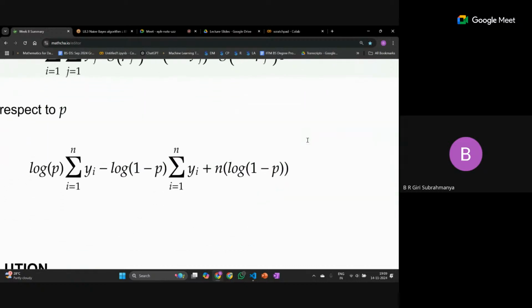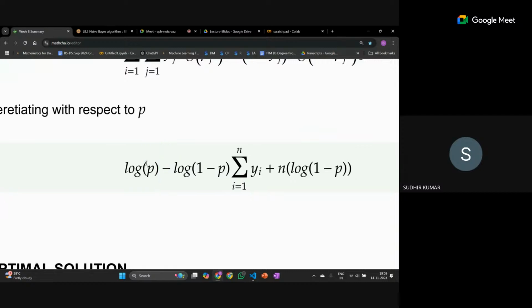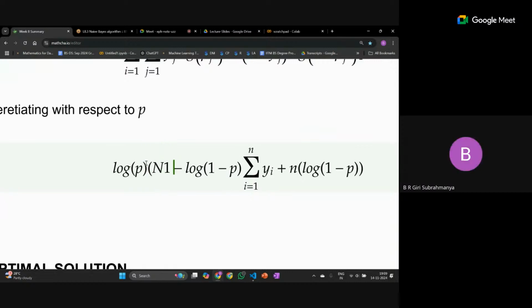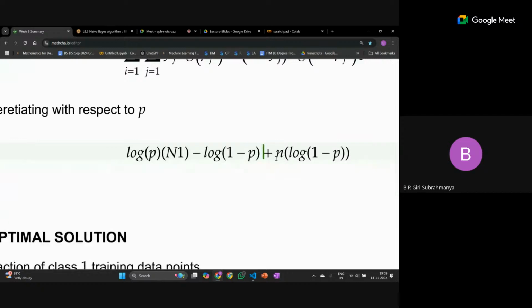Now, what is this? If you're adding all the labels, what are you going to get? You're going to get the number of labels with feature ones. So let me write it as capital N1. So this is also capital N1.